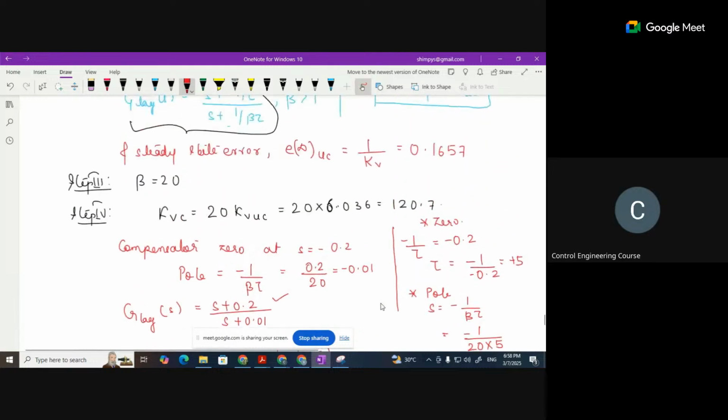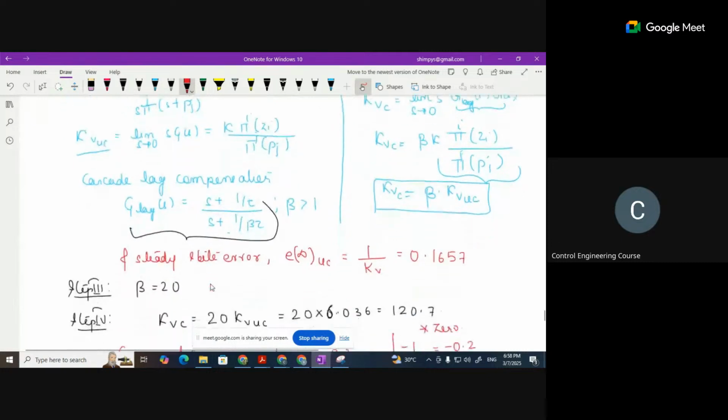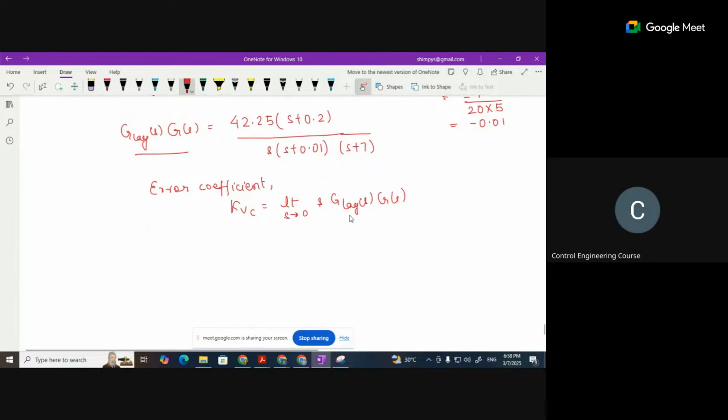Earlier we haven't found this with the compensation, and here now we are recalculating it with the compensation, like cascade compensation, right? So s gets cancelled, and how much does it come out to be? 42.25 into 0.2 divided by 0.01 into 7. When you calculate it, you will get 120.7.